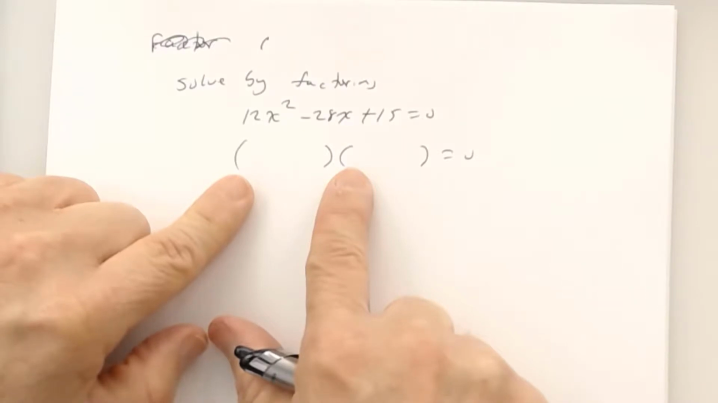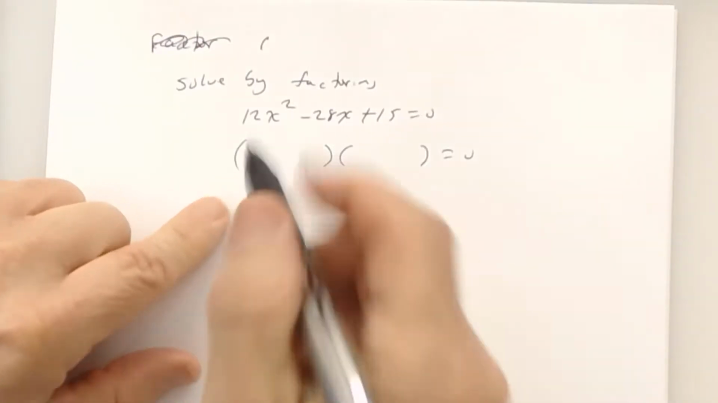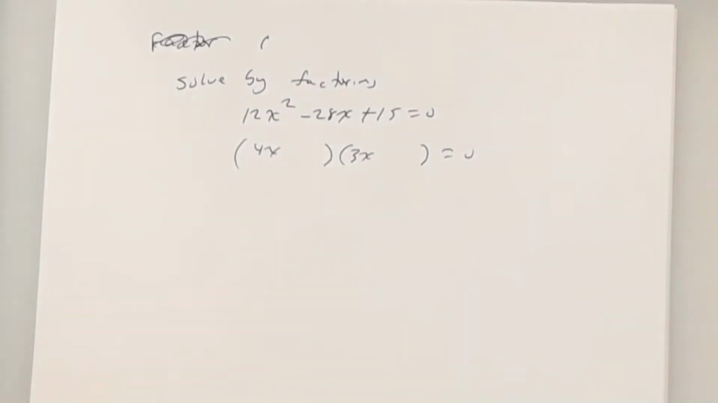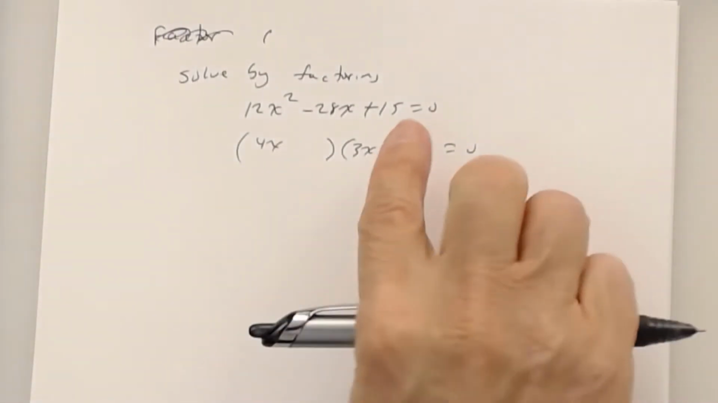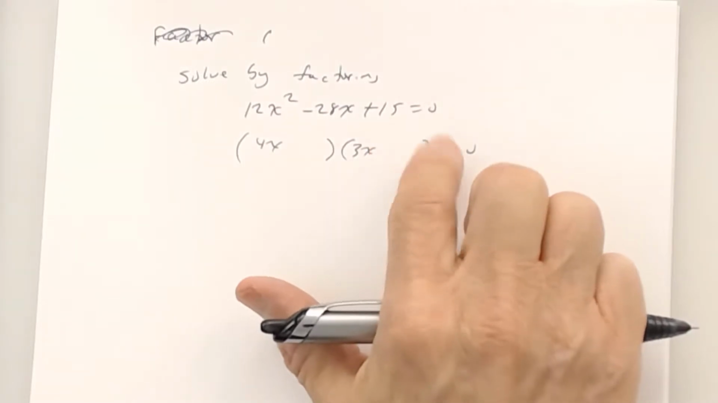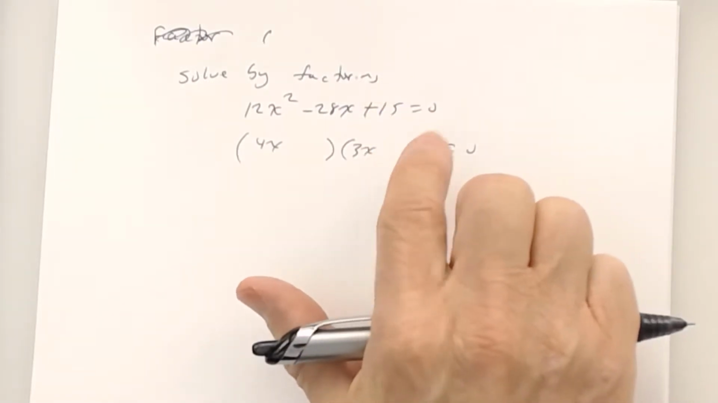Okay, so what did you want to try? 4 and 3? You want to try 4 and 3? All right, if you try 4x and 3x, then the next thing you do is go to that 15, the last. What are the possibilities for a positive 15? 3 and 5, 15 and 1, right? So which one are you going to try? 3 and 5? All right, now here's the situation. So you said 3 and 5.